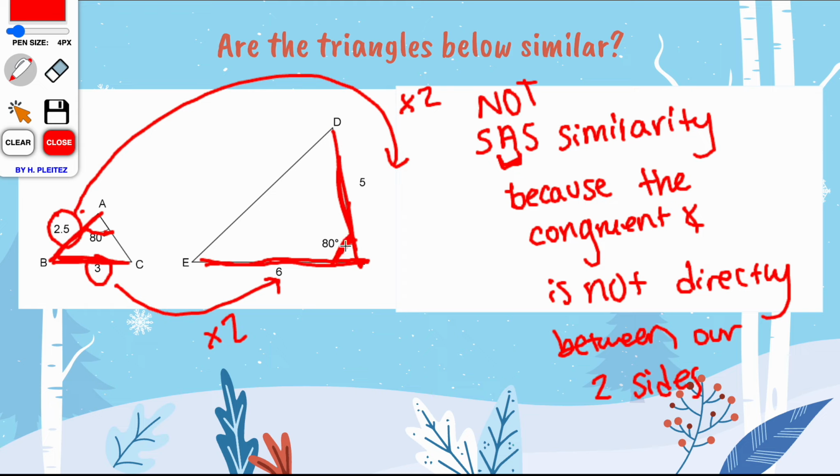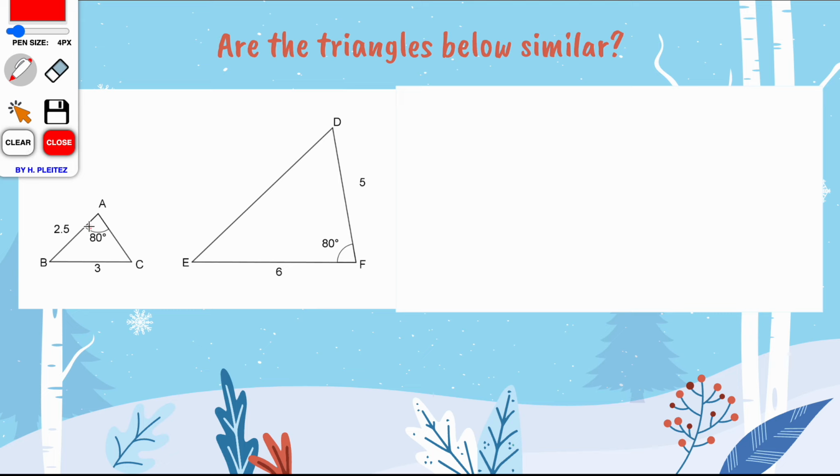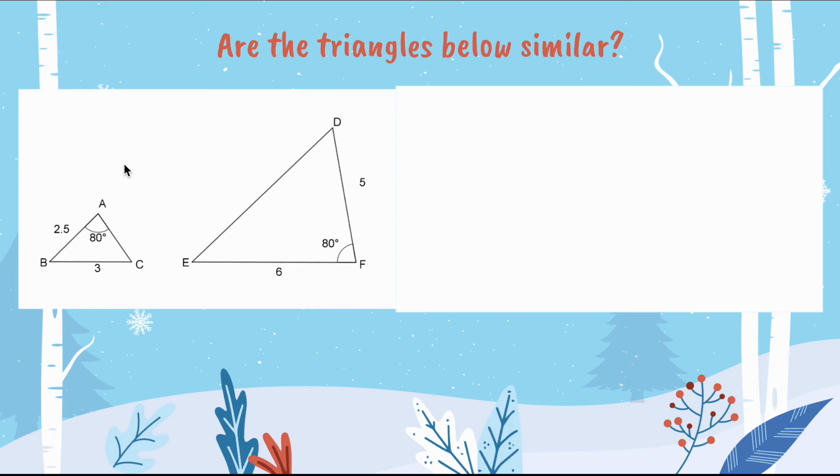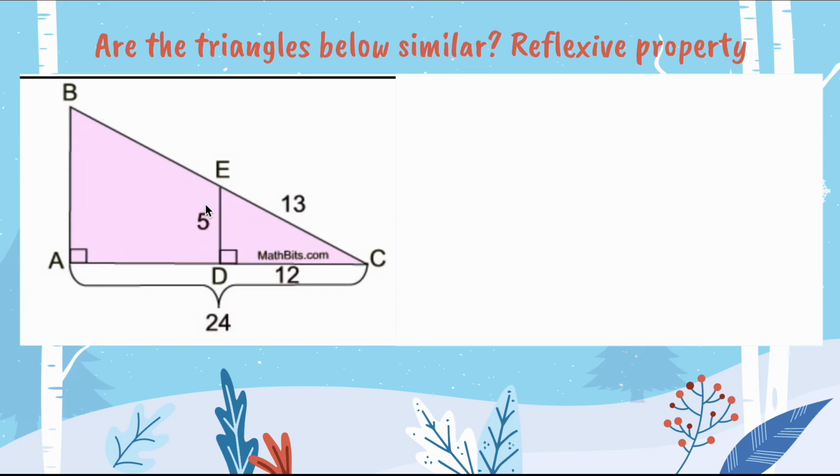In this triangle, we're good. Our angle is touching our two sides we have info on, but here it's not. Here, our angle is only touching side AB. It's not touching side BC. So what we could have done, or if we did have this information, let's say instead if the 80-degree angle was here, then we'd be good. But in this case, it is not. So we cannot prove that these two triangles are similar.